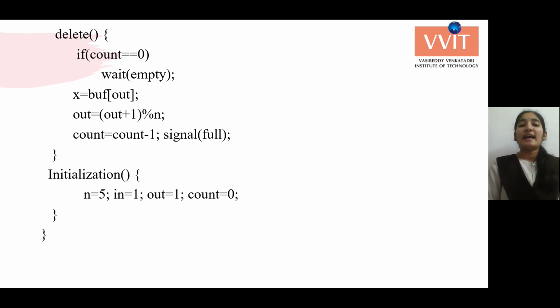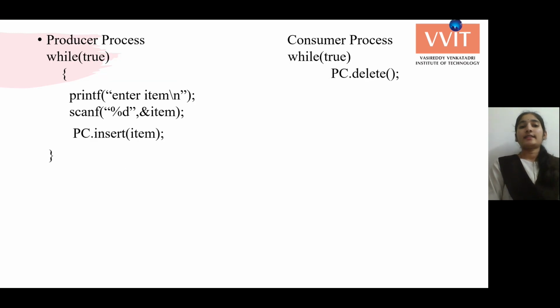Here, initialization. I consider n equal to 5, meaning the number of items must be 5. In starts from 1, out also starts from 1, count is 0. Initially, the number of items in the buffer will be 0. Let us see the producer process and consumer process. After writing this monitor, we have to write the producer and consumer processes. Here, the producer is while true. We can produce any number of times, like print and enter item, meaning we are trying to insert an item. So we write scanf and insert of item. We write the item into the insert procedure. We call pc.insert, meaning it belongs to the monitor PC.